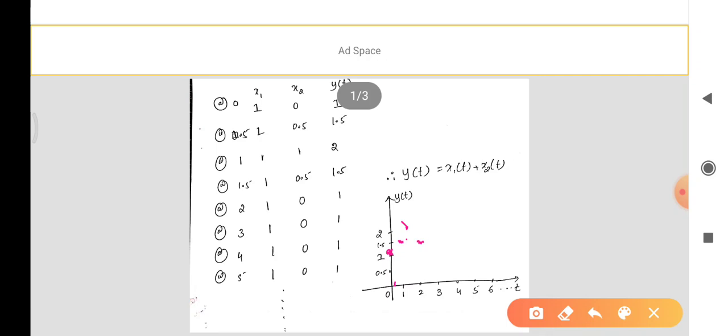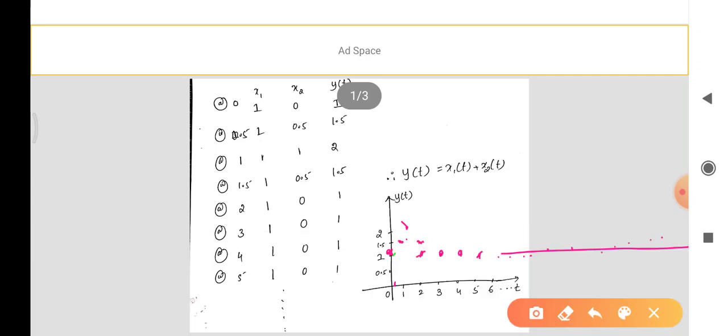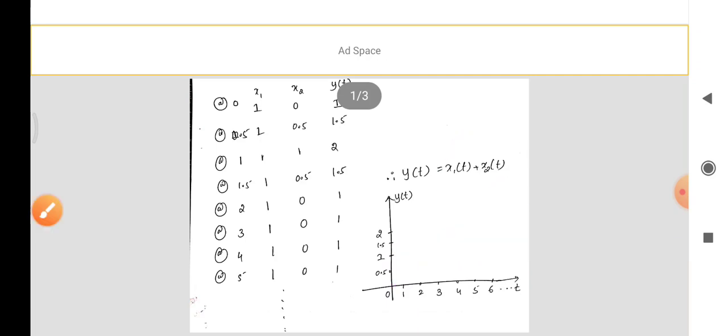Okay, again it has decreased, and then at 2 it is 1 again, right? At 3 again 1. Okay, at 4 it is again 1, 5 it is again 1, and so on. It remains 1 only further. Okay, let's draw this. You will get a signal like this. Okay, this is your y of t, which gives you addition of x1 plus x2 of t.